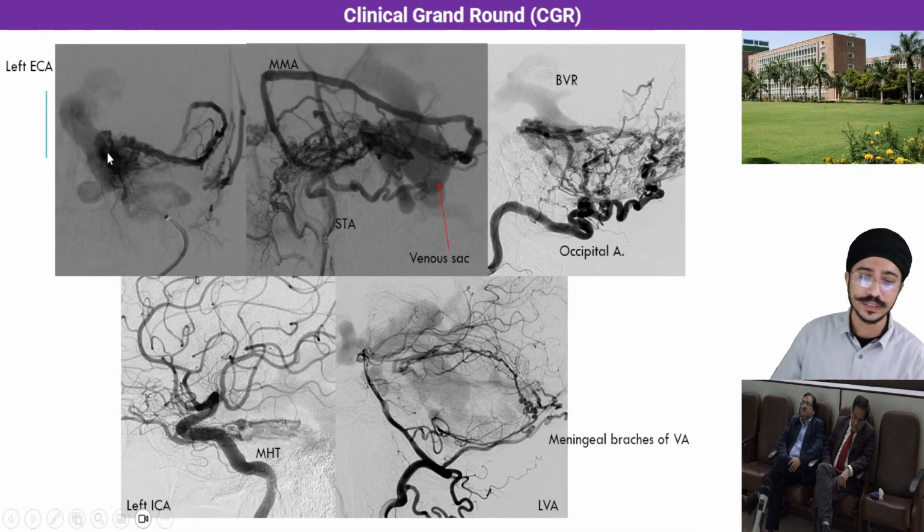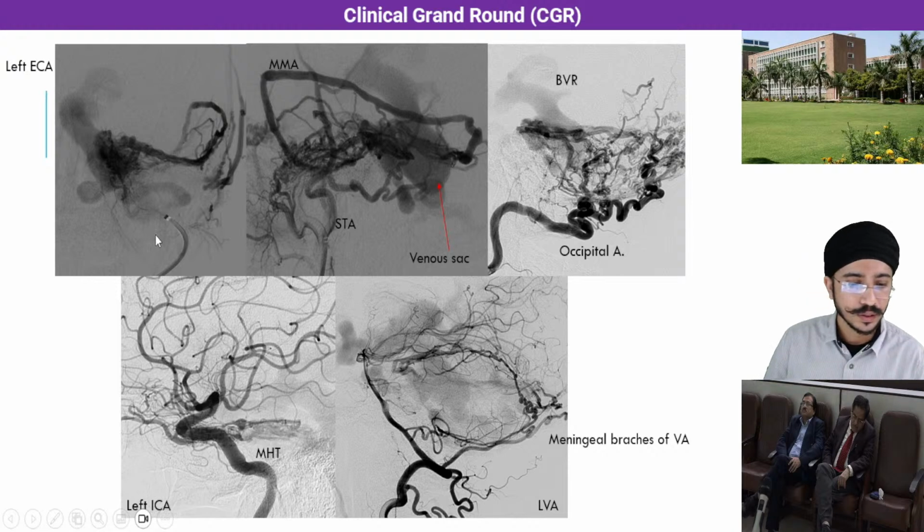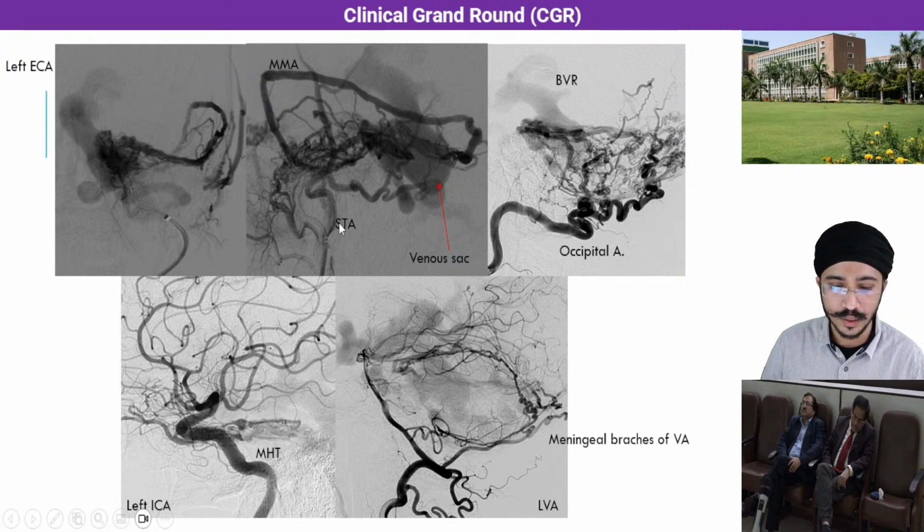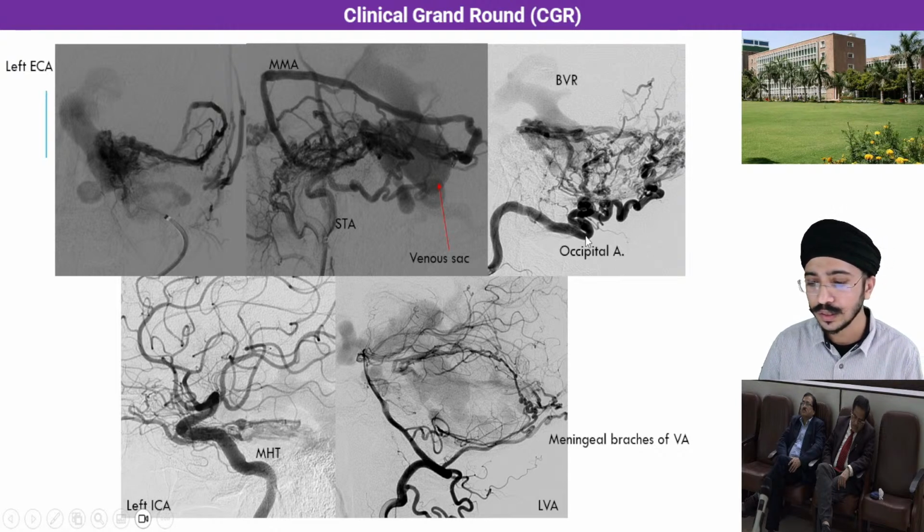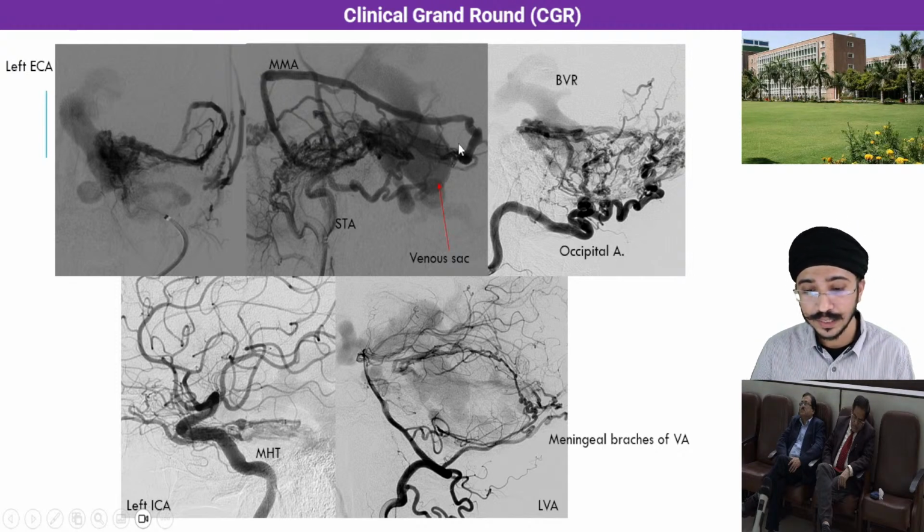A diagnostic DSA was performed in our department. In this diagnostic DSA, these are the left ECA runs. We can appreciate multiple feeders, with the largest feeder from the middle meningeal artery. There are feeders from the STA as well. There are feeders from the occipital artery, which are dilated, draining into a large venous sac, which is refluxing into the basal vein of Rosenthal.